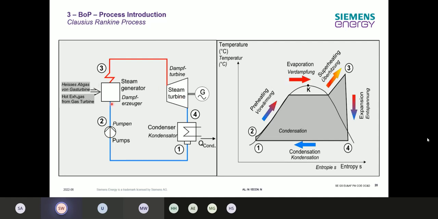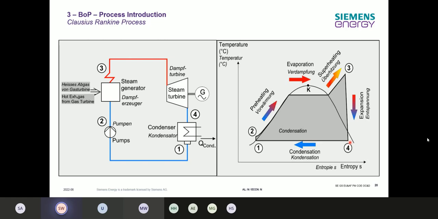So that's the Clausius-Rankine process. Yeah, so that's what's going on. Pressure increasing, preheating, evaporation, superheating. So that's the general Clausius-Rankine process over here. And that's what happens in your power plant.